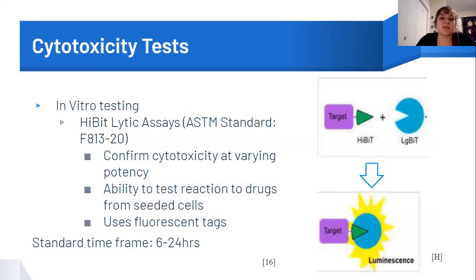So to determine the cytotoxicity properties of our device, along with determining the upper and lower limits of the individual drugs and the combination of the two, we'll be conducting high-throughput assays. And these tests will allow us to determine the cytotoxicity of the eluted drugs at varying potencies and the reaction of the seeded cells to these drugs. These assays use fluorescent tag proteins to represent the viability of these cells in these conditions.